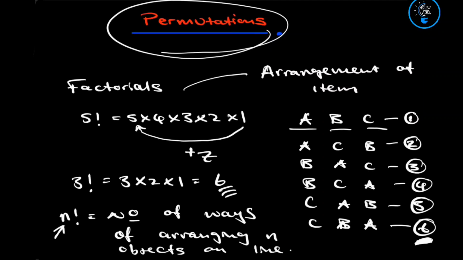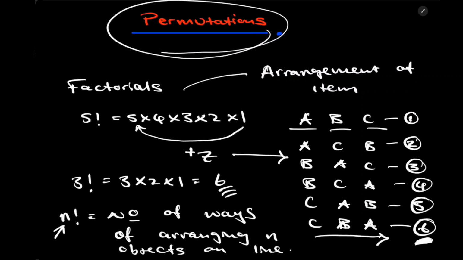By the way, I need to specify. We are arranging these things on a line. The other way of arranging things is in a circle. Now we are going to tackle that one in a different video. Meantime, let's focus on arranging them in a row or in a line. So that's what we mean when we say factorial.